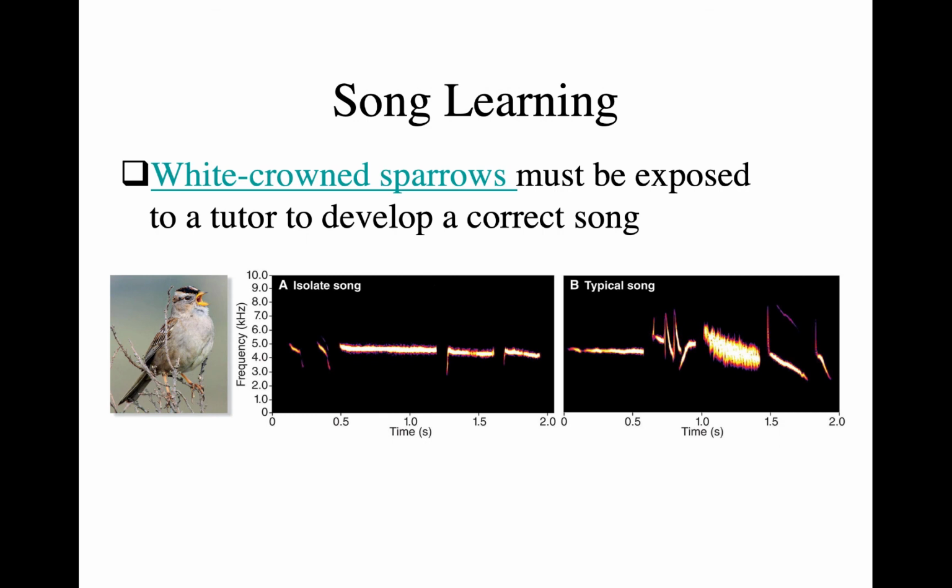In the process of learning something, you have to have someone model it for you, or a tutor. White-crowned sparrows have been studied to demonstrate that if they're not exposed to a tutor, they don't develop the correct song. So they have to have a tutor to demonstrate that for them. Here is a colored sonogram that shows what one sparrow sounded like when it grew up in isolation, and this is what the typical white-crowned sparrow sounds like.